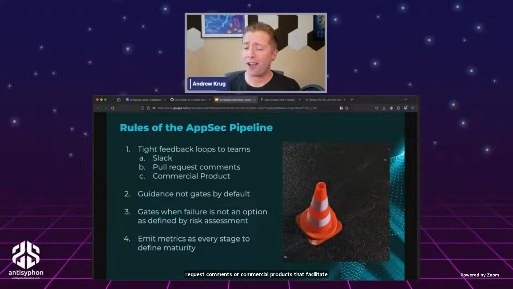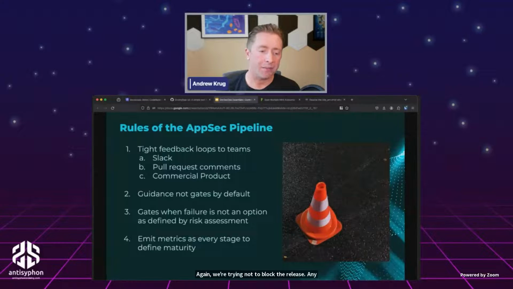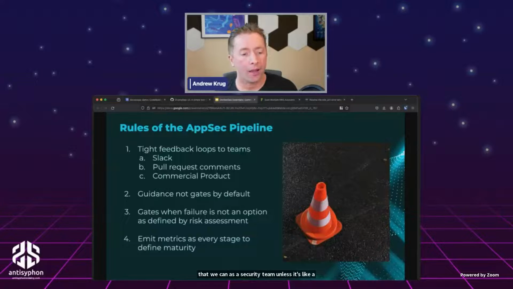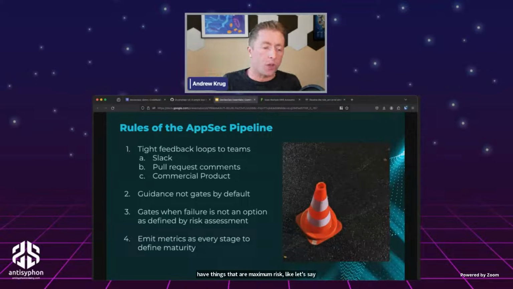Again, we're trying not to block the release anytime that we can as a security team, unless it's like a maximum severity kind of a thing. Gates when failure is not an option though. So if we do have things that are maximum risk, like let's say public S3 buckets, and we really just want to block all those, we do block on that.